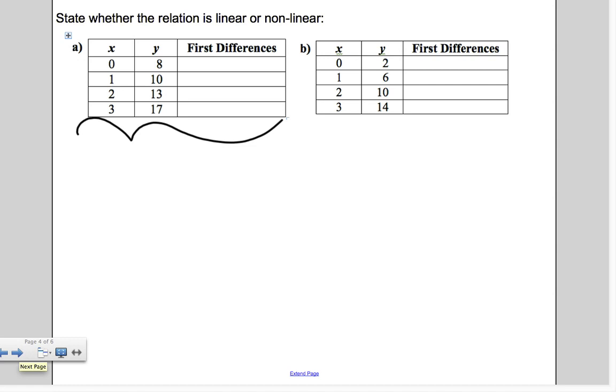Looking at y, the difference between 8 and 10 is 2, the difference between 10 and 13 is 3, so we already know that's not linear. You can do it without long calculations. I just want you to show me that the first differences are not constant. I know you can do it in your head, but we get to the point where we need to demonstrate our work, okay?